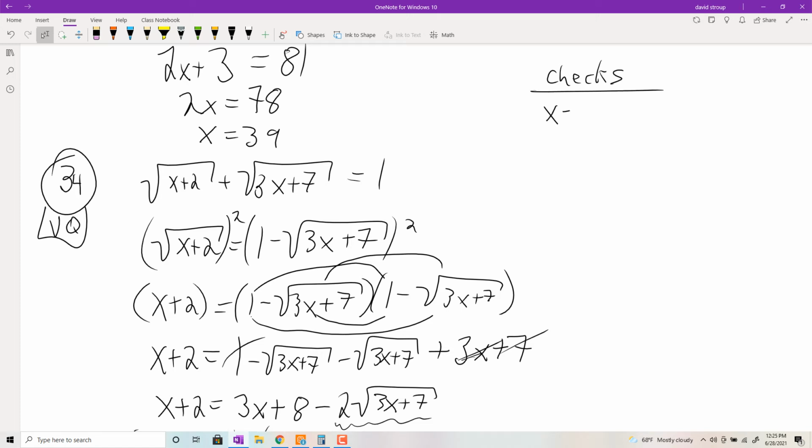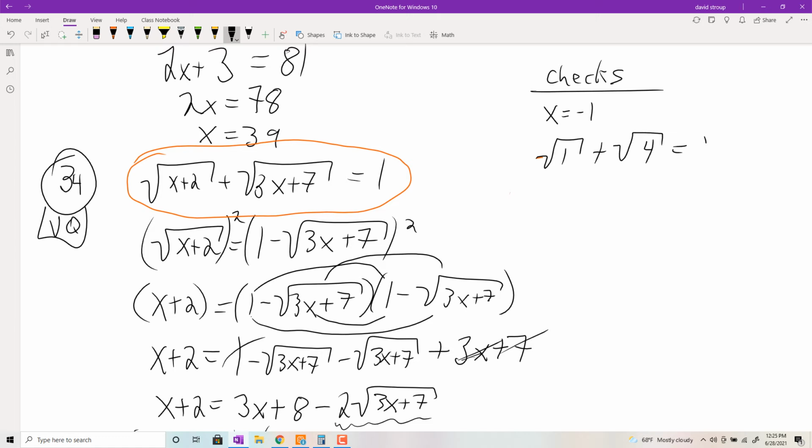So let's try x is negative 1 first. And I have to plug it into the original primordial equation that you're given. Okay, so negative 1, and for x I get square root of negative 1 plus 2 is square root 1. Plus, plug negative 1 in for x, so I get negative 3 plus 7 is square root 4. Square root 1 is 1. Square root 4 is 2. 1 plus 2 is 3. No. So that one doesn't work. So we're going to throw that one in the trash.